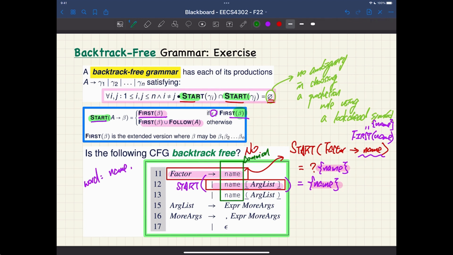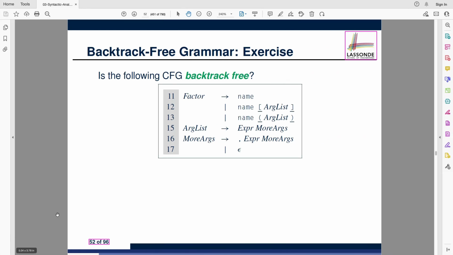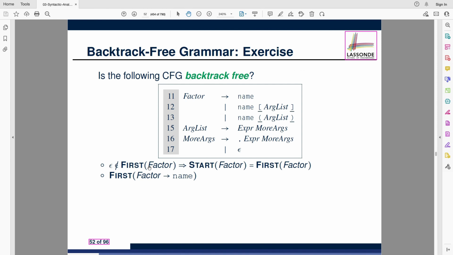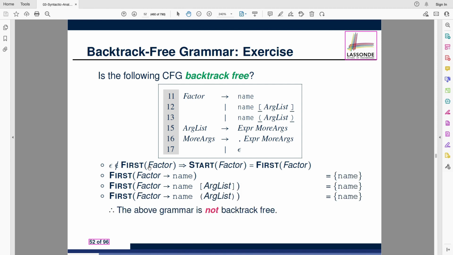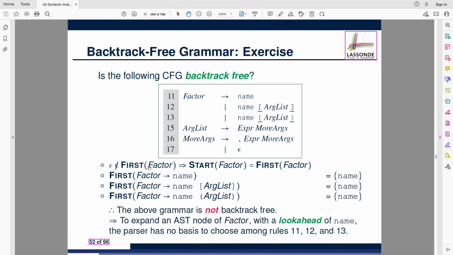And we can fix it so that it becomes backtrack free. Okay, so if you go back to the slides, you will see exactly what I just showed to you. You can just go over them. And it's also very important for you to look at this conclusion over here about why intuitively it's not backtrack free. Because when you've got a name to decide, you wouldn't know which rule to go to. You've got three candidates. Robbie.